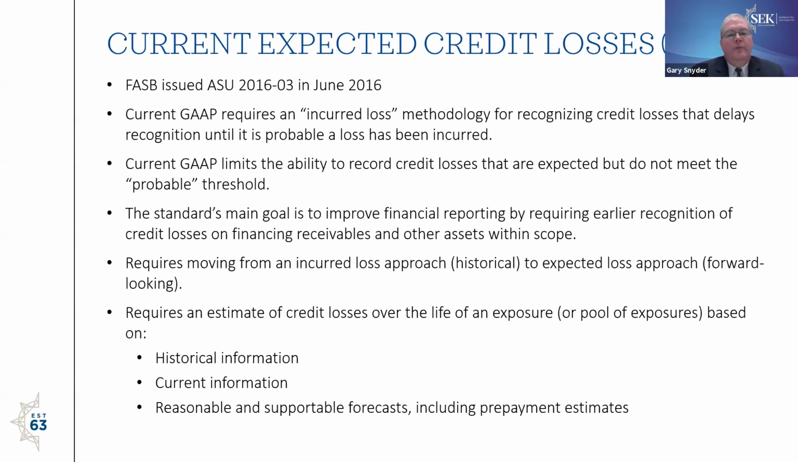So the standard's main goal is to improve the financial reporting by requiring early recognition of credit losses on those financing receivables. So this does require moving from an incurred loss approach, or historical, to an expected loss approach, which is forward-looking. So GAAP has always taken a historical loss. Whatever our losses are, that's what we're going to base our allowance on for our receivables. But this introduces a new concept of forward-looking statements, and you're basically pulling out your crystal ball and saying, what do I think the economy is going to look like? What do I think this is going to look like to impact our receivables now that we need to be factoring into our allowance calculation?